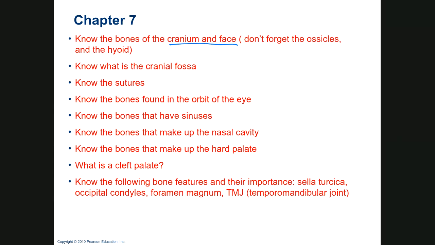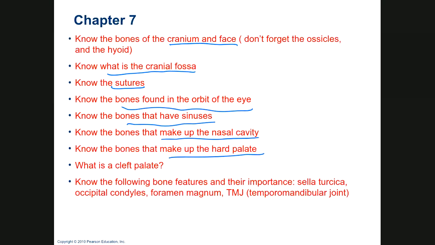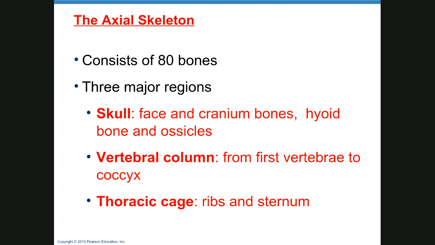What is the cranial fossa, which is the cavity where the brain is located. Know the sutures. Know the bones that make up the orbit of the eye, which bones have sinuses, the bones that make up the nasal cavity, the bones that make up the hard palate, what is cleft palate, and the following features of bone: the sella turcica, occipital condyles, foramen magnum, and the temporomandibular joint. And most of this information you would have discussed already in lab or studied in lab.